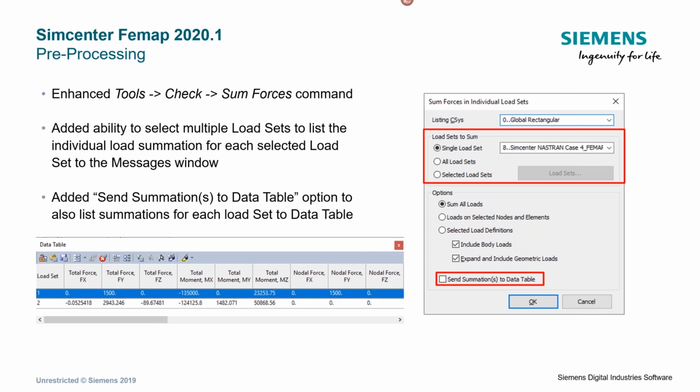Tools, check sum force command. You originally were only able to do one at a time. So if you had 100 load sets, if you wanted it for every load set, you would have to sum it for every individual one. Now you can specify selected load sets or all load sets at one time, or the single load set as was before. The nice thing is you can send it to a data table. So if you want to sum these forces and then send that information directly to the data table, it's in tabular form. So if you wanted to copy it to Excel or use it in any sort of reporting, you could go ahead and do that.